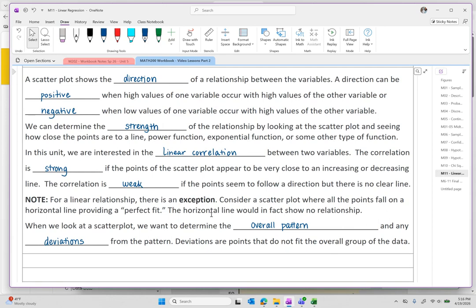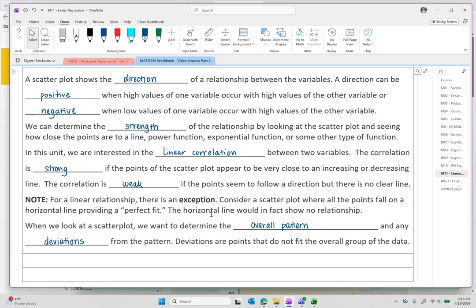And as a side note here, there is an exception for linear correlation if it looks like the dependent variable y falls on a horizontal line, which means as x increases, the y doesn't do anything. That will actually indicate a very weak relationship between the two variables, which basically indicates that the increase or decrease in x actually does not affect the value of y.